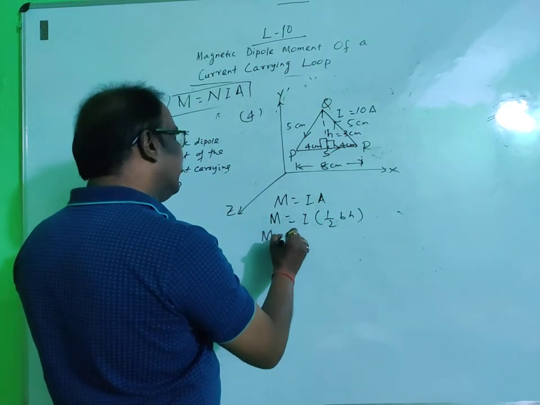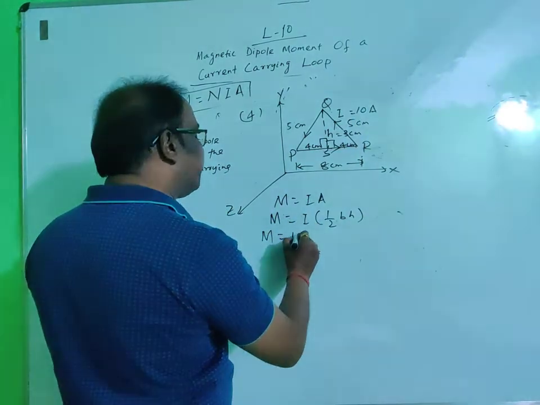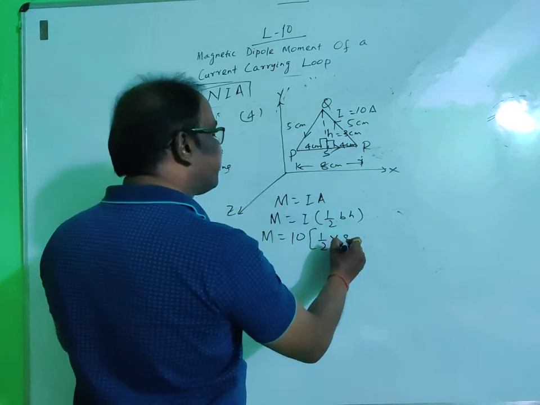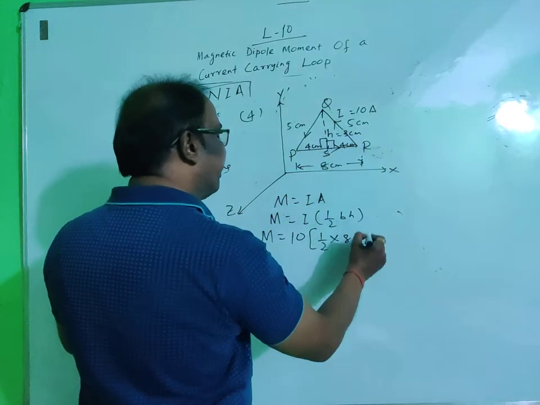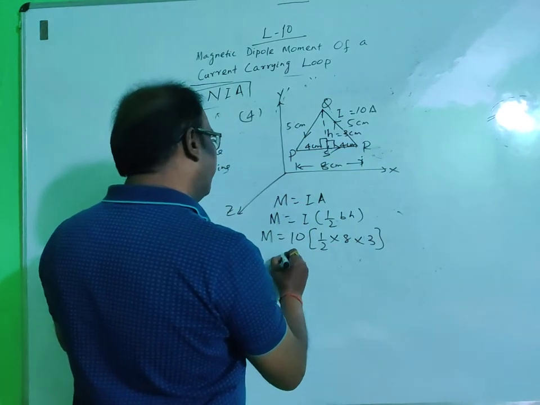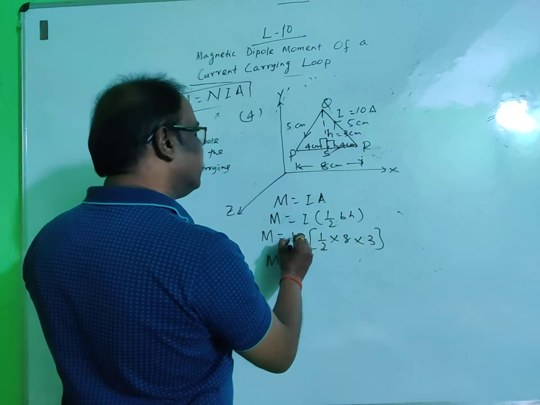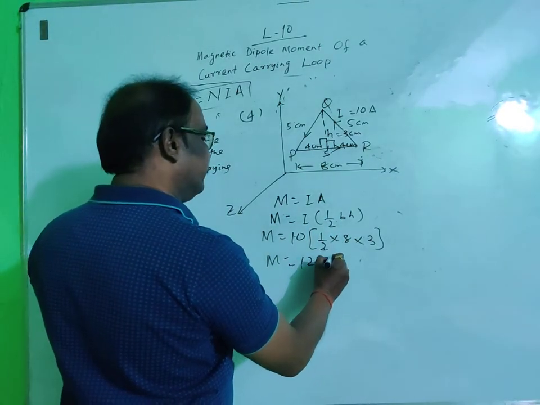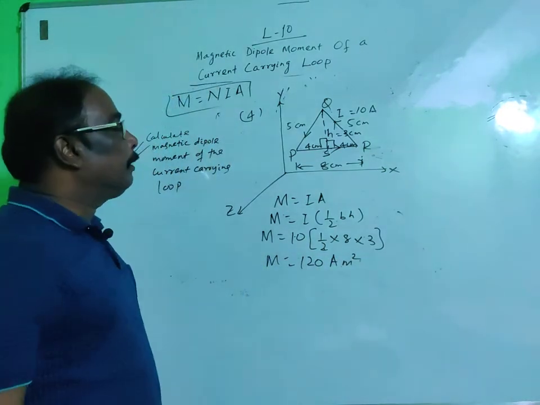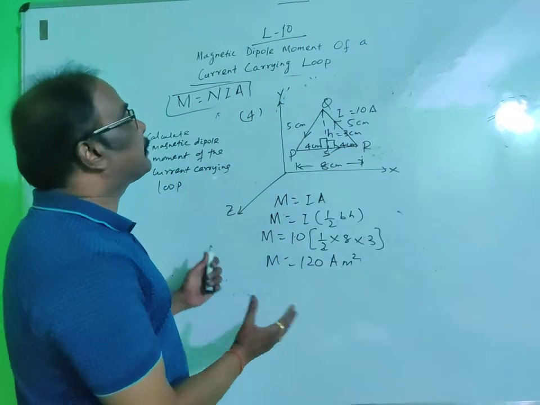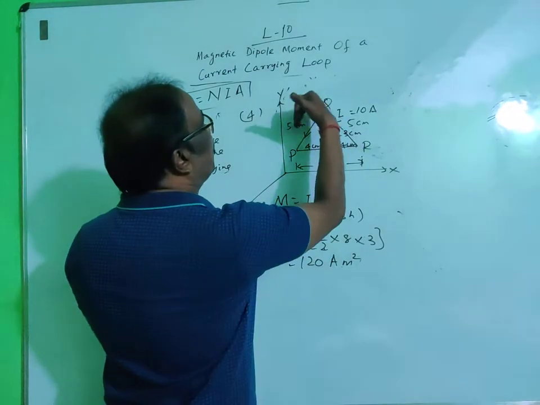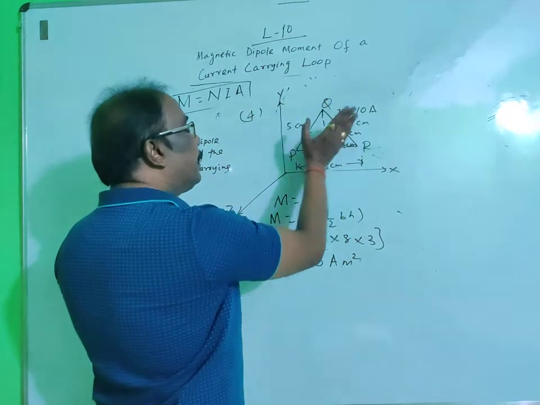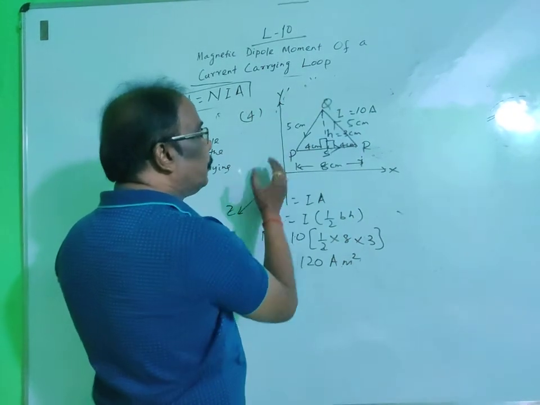So magnitude of magnetic dipole moment: current is 10 ampere, half base into height, half of 8 into 3. Then it will come 5 into 24, 120 ampere meter square. 120 ampere meter square, and about direction, current is flowing in anti-clockwise order, and the coil is on the XY plane. Current carrying loop on XY plane.